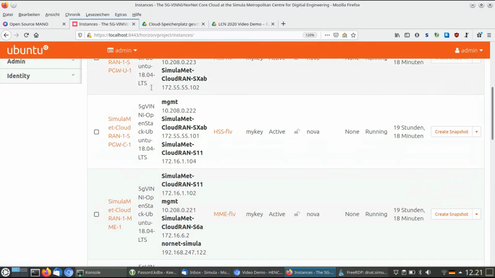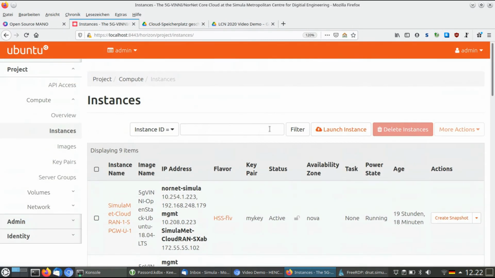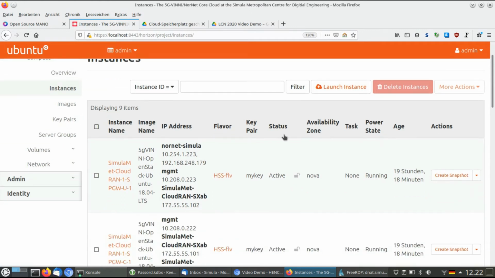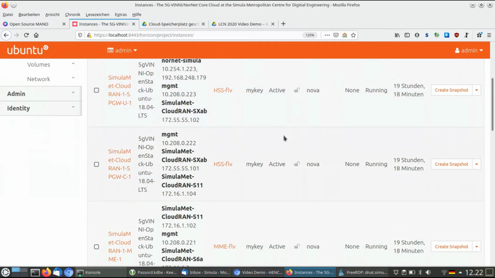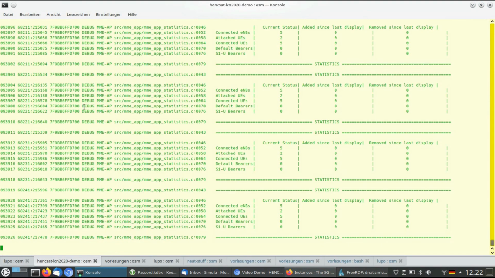We are using Open Source MANO to manage the instance of our packet core, which is realized as a network service. This network service instantiates our similar MET OpenAirInterface VNF, which deploys the components of the packet core, that is MME, HSS, SPGW-U and SPGW-C.